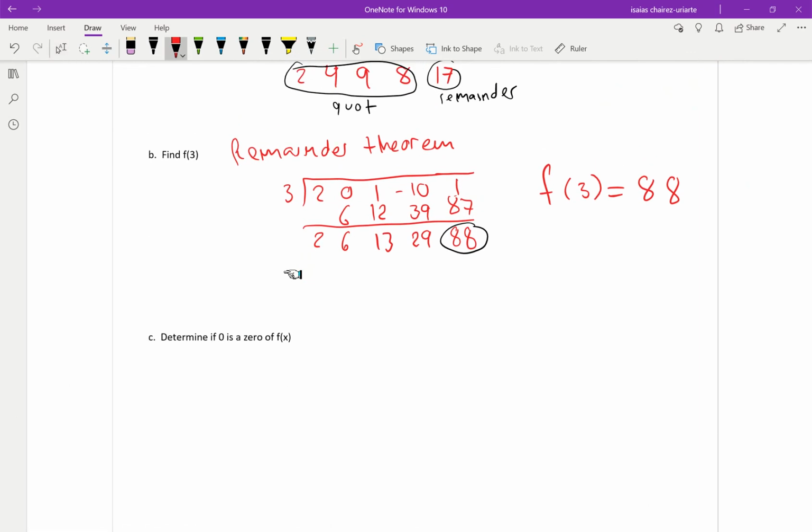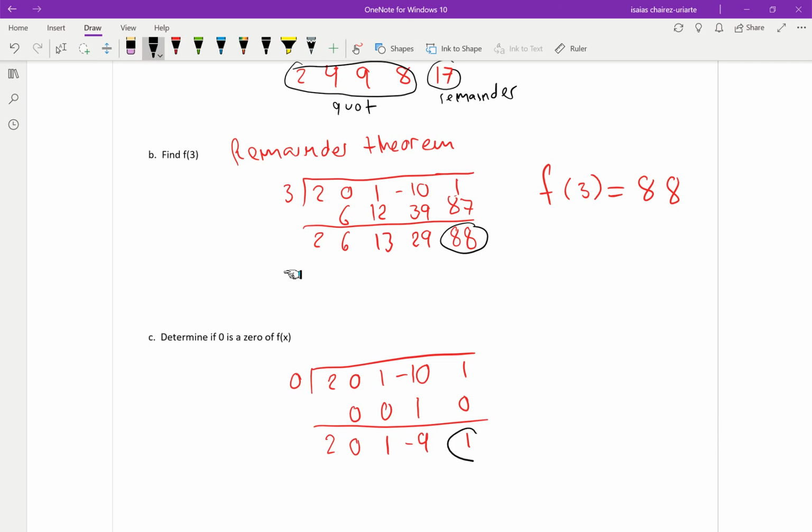So I'm going to do synthetic division again, so it's going to be 0. And then I'm going to have, we said 2, 0, 1, negative 10, 1. So this 2 comes down, 0 times 2, well that's 0. 0 plus 0 is 0, 0 times 0 is 0. 1 plus 0 is 1. 0 times 1 is 0. Negative 10 plus 0 is negative 10. 0 times negative 10 is 0. And 1 plus 0 is 1. So right now, my remainder is 1.